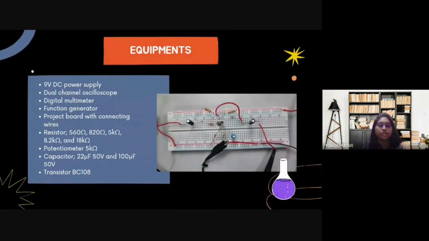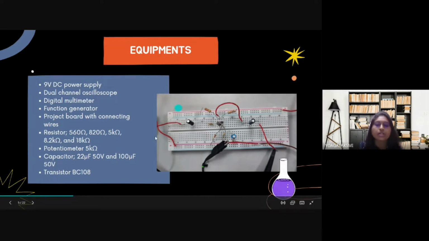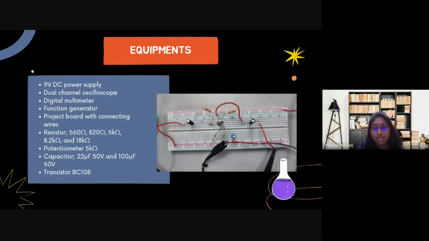Next, I will move on to the equipment. We have used a 9-volt DC power supply, dual channel oscilloscope, digital multimeter, function generator, and project board with connecting wires. Resistors: we have used 560 ohm, 820 ohm, 5 kilo ohm, 8.2 kilo ohm, and 18 kilo ohm. We have also used a potentiometer, capacitors of 22 microfarad 50 volts and 100 microfarad 50 volts, and finally a BC108 transistor. In this picture, this is the circuit that we have arranged with all this equipment, and we have connected the wires to the project board using the resistor, capacitor, transistor, and so on.